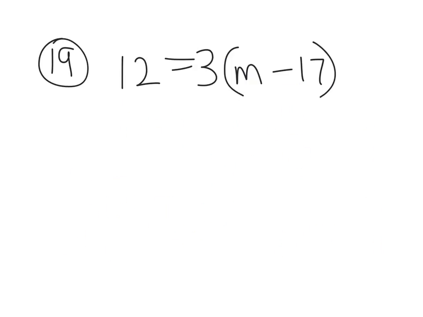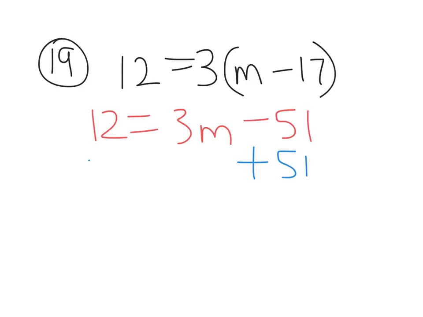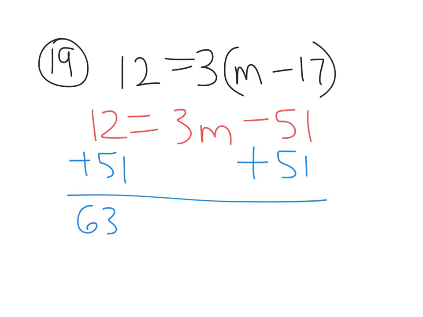Another problem here where I've got to go ahead and distribute. In this case here, I've got to distribute the 3 to the m and the subtract 17. So it's going to be 12 is equal to 3 times m, that's 3m, minus 3 times 17, that's going to be 51. Now it's just a regular old two-step equation. So this is going to be plus 51, plus 51. It's going to be 63 is equal to 3m.